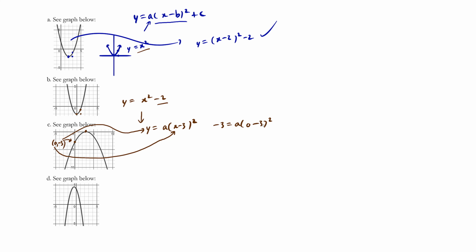And the rest is simply algebra. So what we have is negative 3 squared is 9. So I'm going to erase this a here, and I'm going to write 9a. Now we just divide both sides by 9. We get a equals negative 3 over 9, which is the same thing as negative 1 over 3. So we actually solved it. The equation now is y equals negative 1/3 (x minus 3) squared. And we have the actual equation of the parabola.